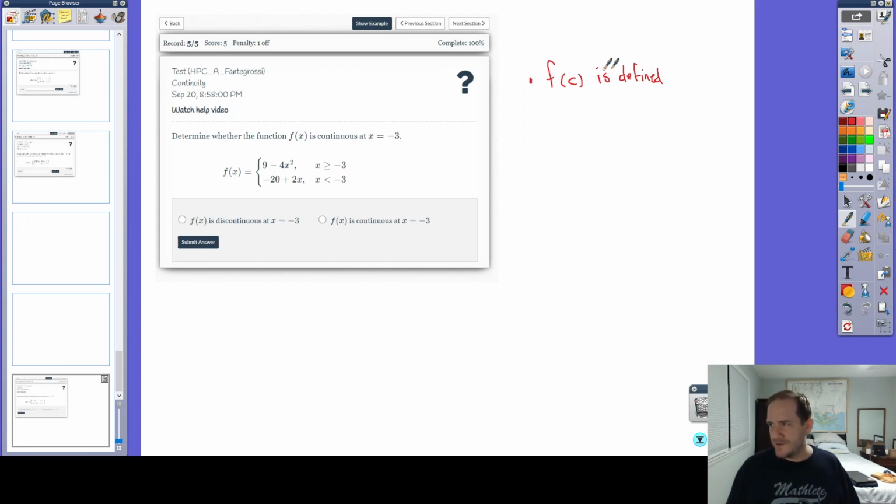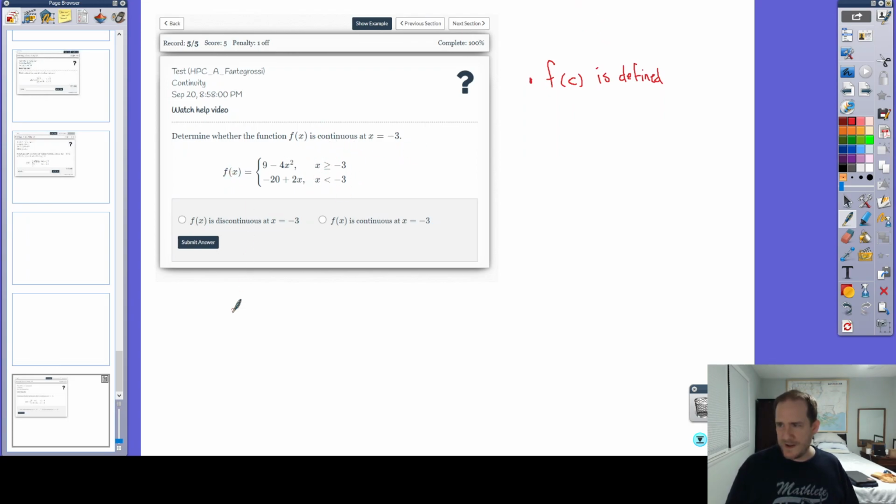And saying that it's defined, it just means that when you plug this value in, you actually get a real value out. You don't get an imaginary answer. You're not undefined. You don't get division by 0. You get just a regular old answer out. So is that happening here?